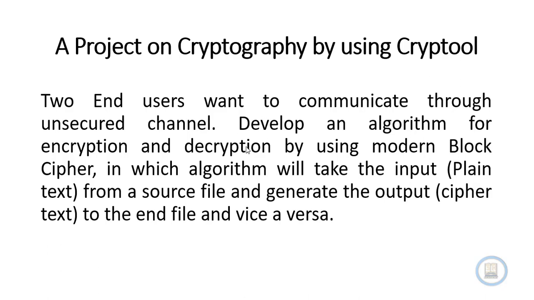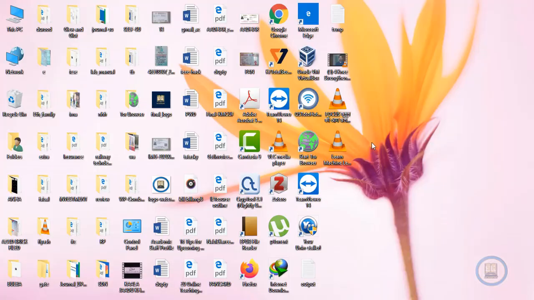In this we are having two end users and they want to communicate through an unsecured channel. We need to develop an algorithm for them for the purpose of encryption and decryption by using a modern block cipher, in which the algorithm will take the input, or you can say the plain text, from a source file and generate the output, or ciphertext, to the end file and vice versa. So the scenario is that we will use one cryptographic algorithm. Now just open the Cryptool.